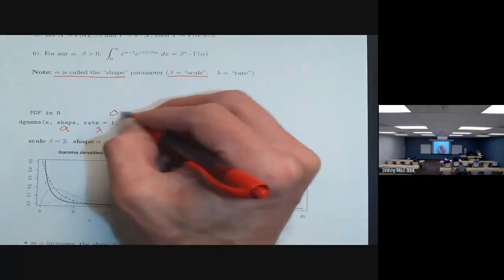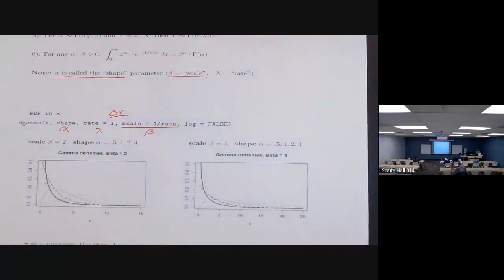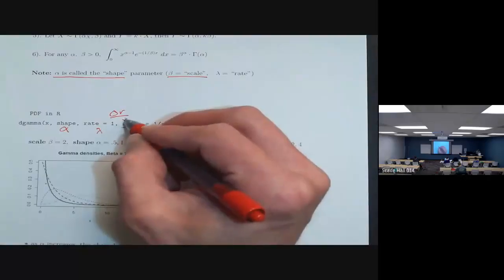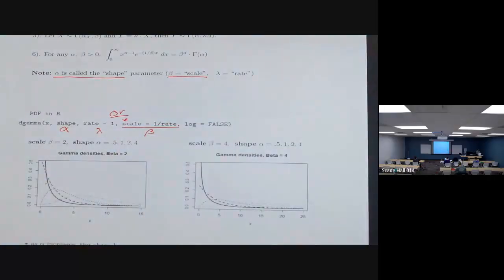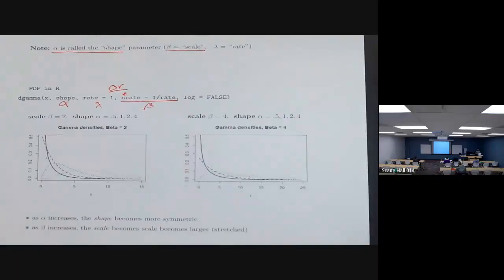Now, when you're putting these things in R, you put one or the other, not both. So you choose. We are generally going to put the scale number in.